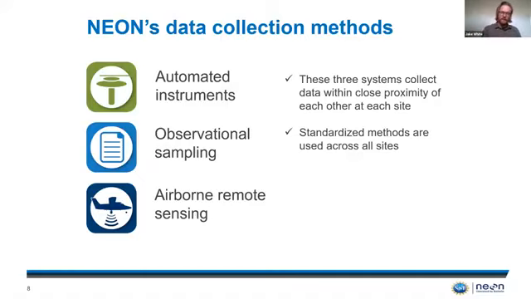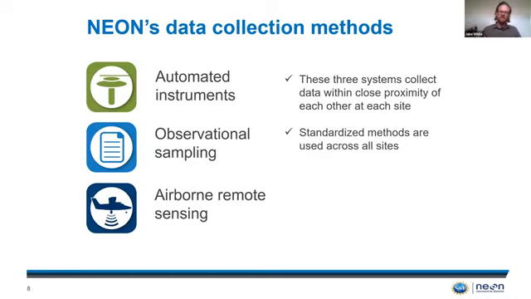So the automated instruments are in situ, at the site, constantly collecting data. There's the observational sampling, which is what Jarrett's going to talk about. And then there's the airborne observation, or the airborne remote sensing platform. That's a different department within NEON, so we don't interact with that too much, but I will give a brief overview because it's really cool.